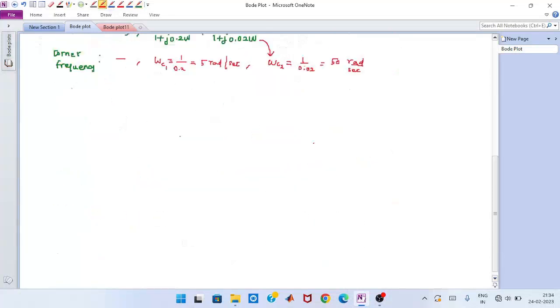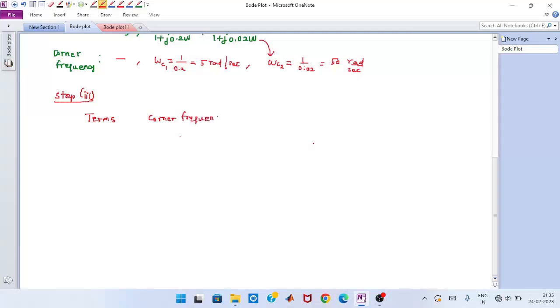Prepare a table according to the corner frequency. So step 3 is to prepare a table according to the corner frequency. The table should contain four columns. Column number one is the terms that we consider. Column number two is the corresponding corner frequency.